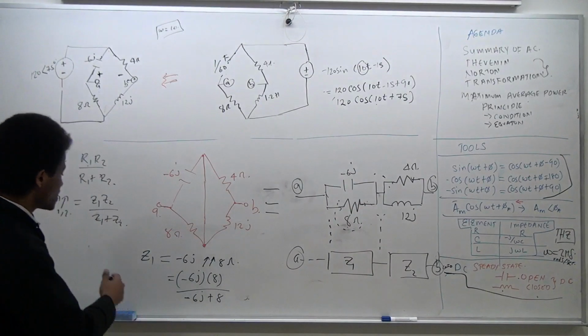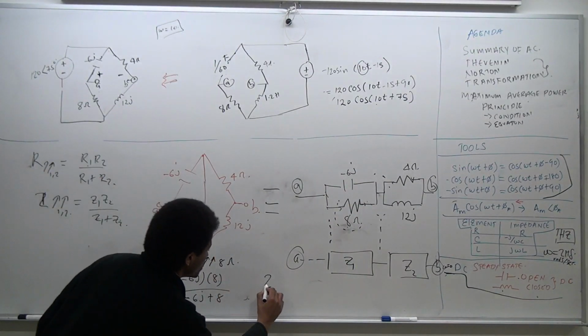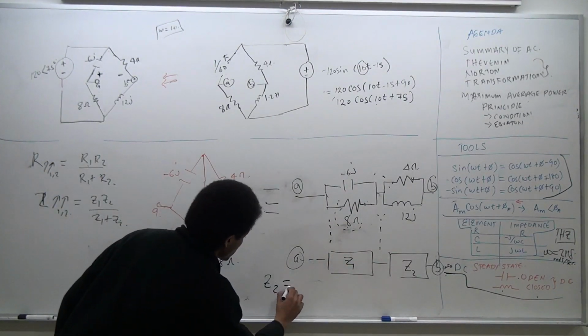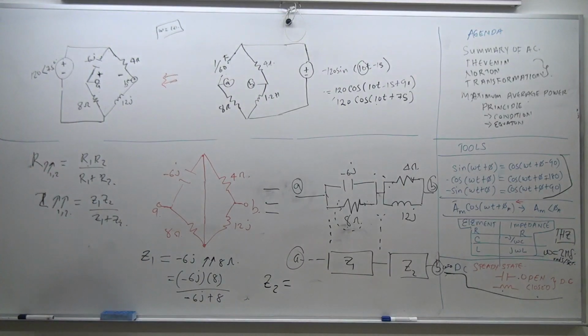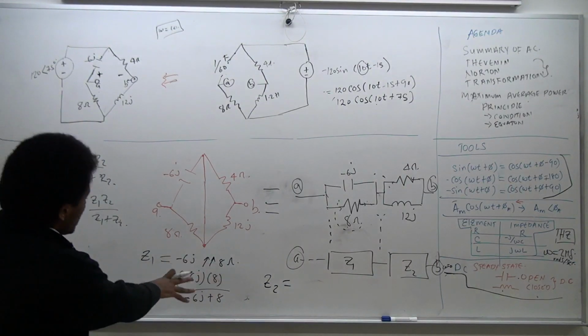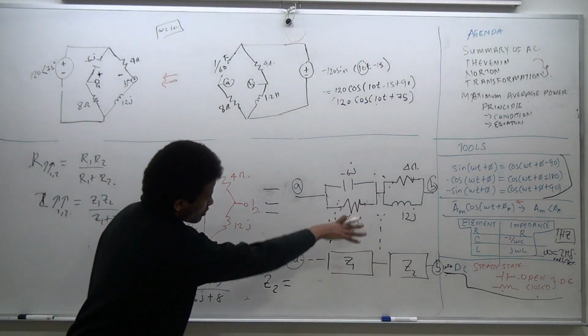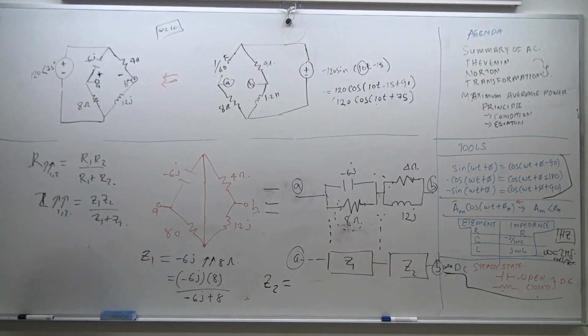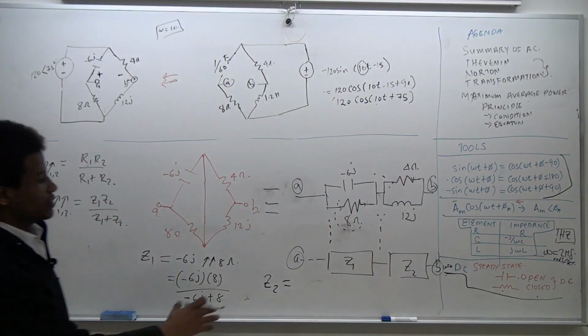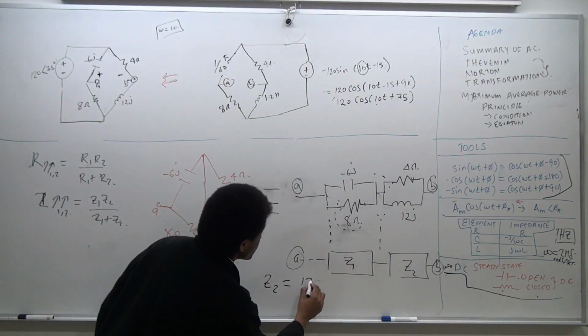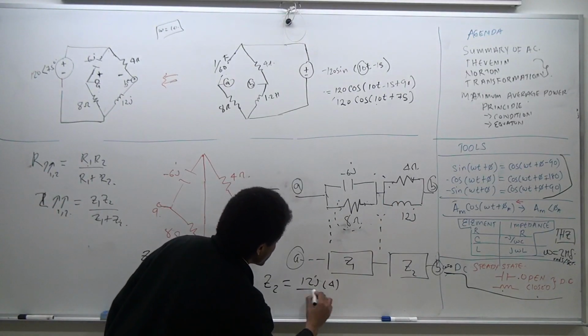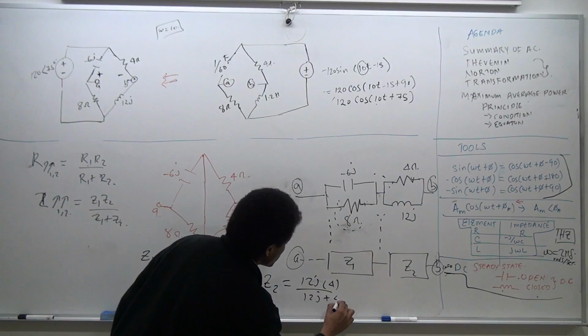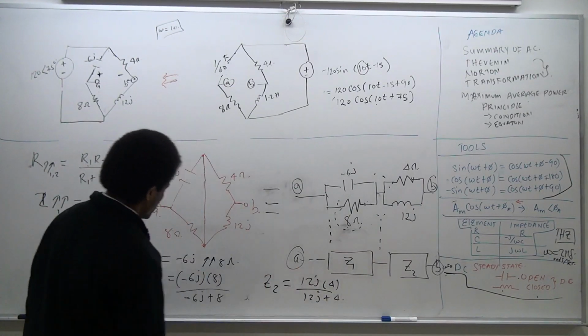Now that we do the same thing, let's apply it. Now I want you all to give me what Z2 would be. What's the value of Z2? Just like the way you did here, I just want an answer. So what would be Z2? Yeah, 12j times 4, right? Over what? 12j plus 4. And this is exactly what you do.